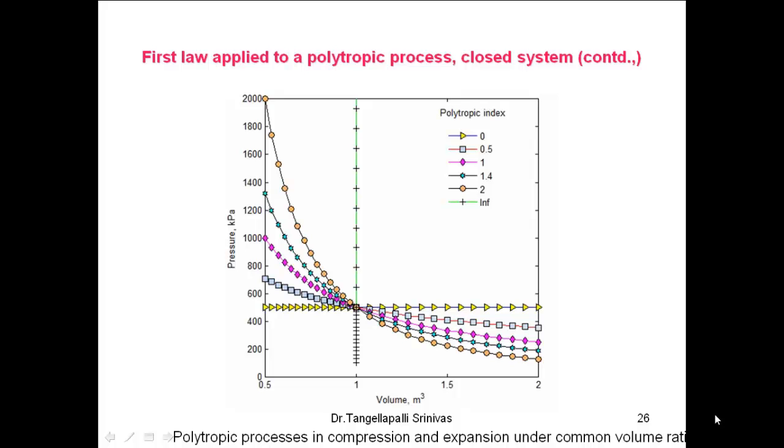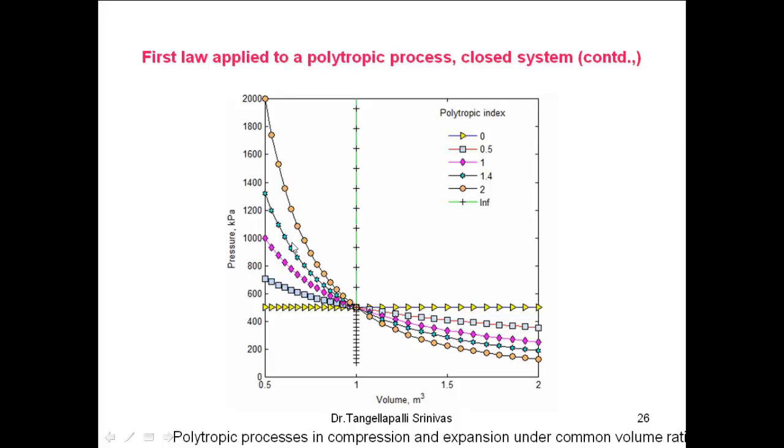So the summary of all these processes, the compression process and expansion process, is shown with the x-axis as the volume and the y-axis as the pressure. The polytropic index is changed from 0 to infinity. The first case, n is equal to 0, is the constant volume process. n is equal to 0.5 is a polytropic process. n is equal to 1 is the isothermal process. n is equal to 1.4 is the adiabatic process. n is equal to 2 is also one form of polytropic process. n is equal to infinity is a constant volume process.